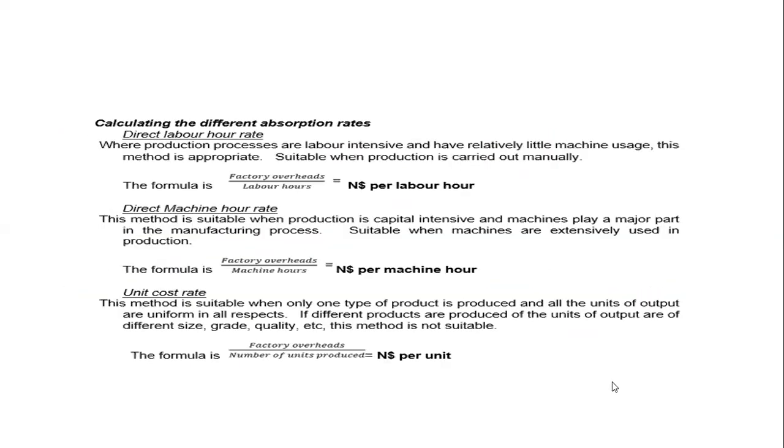All right, we then look at the calculation of different absorption rates. Okay, remember here we are talking about a manufacturing entity. Like I said, here we're talking about a manufacturing entity, right? Prime cost. I believe by now we know what prime cost consists of. It equals production cost.